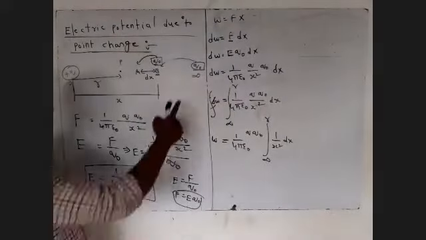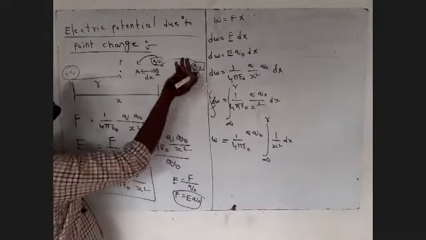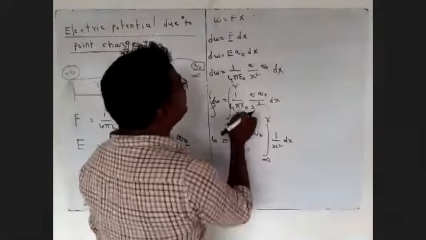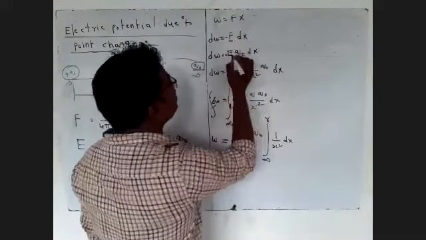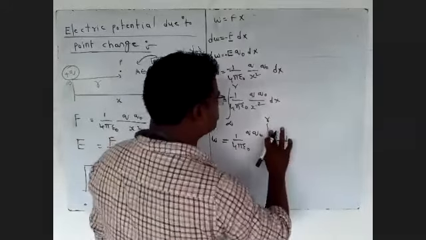So our work done. This is a positive charge, and this is also positive. A positive charge shifting from infinity to the point R means both are positive, and both repel each other. So the work is minus work done. We are taking minus.